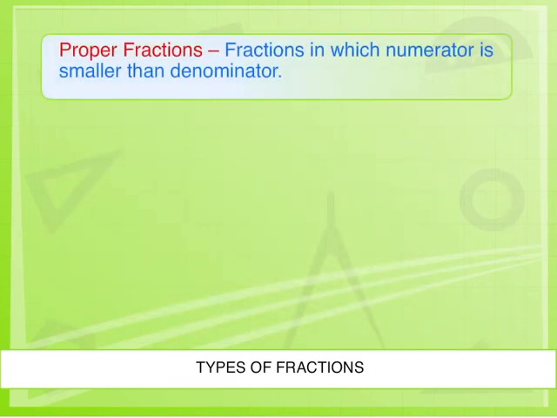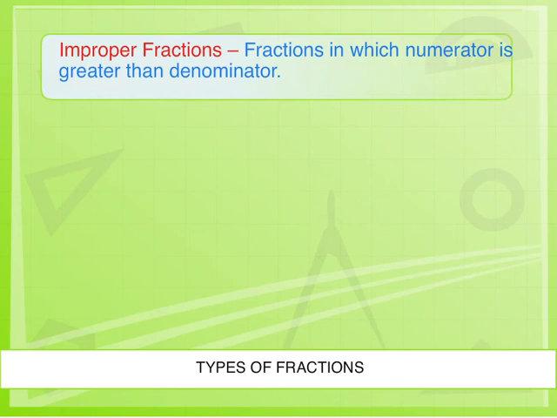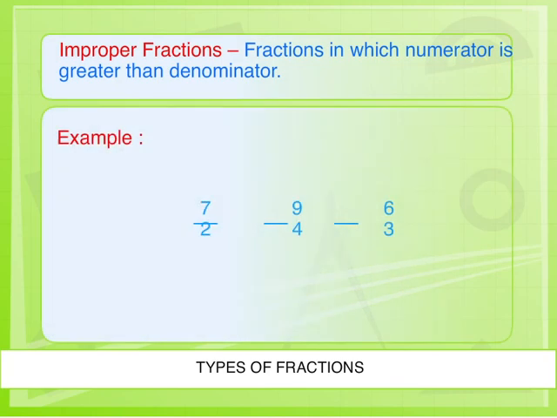Proper fraction. A fraction having the numerator less than the denominator is called a proper fraction. Improper fraction. A fraction whose numerator is greater than or equal to its denominator.